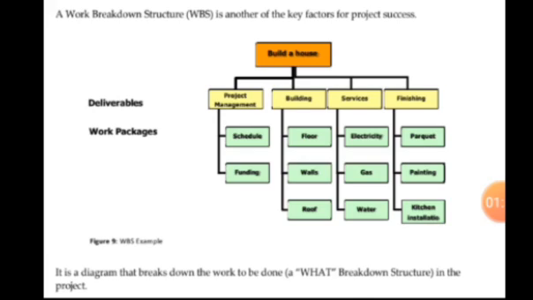Then the next one is the services. The work packages under the services are the electricity, the gas, and the water. Once you are able to accomplish these three things, it means you have accomplished the services. Then the next is the finishing, which covers the parquet, the painting, and the kitchen installation. Once you deliver all of those work packages, you have delivered the finishing.